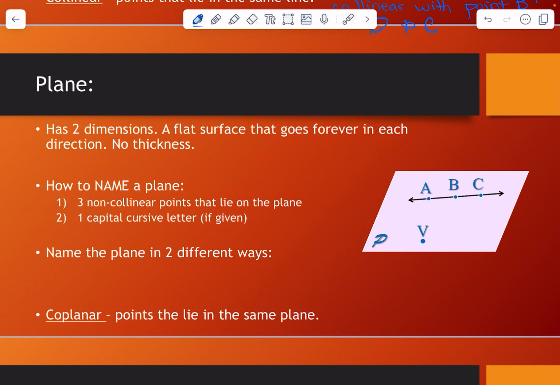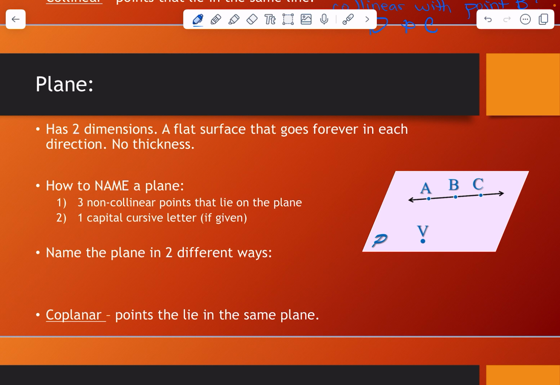Okay, but just understand they have no thickness, so they go left, right, up and down, or forwards and backwards, but they have no thickness. Now there's two ways that we name a plane. One is by three non-collinear points, in other words, three points that do not lie on the same line, but they do lie on the plane.